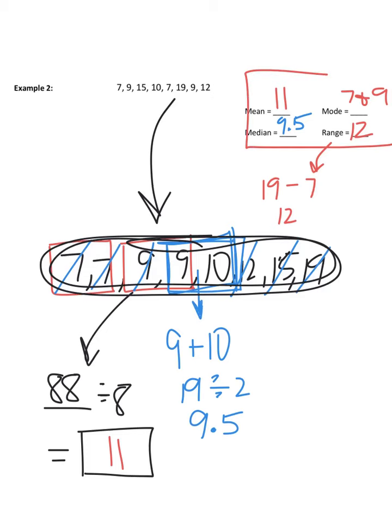So here would be our statistics for this set of data. Our mean would be 11, our median would be 9.5, our mode would be 7 and 9, and our range would be 12.